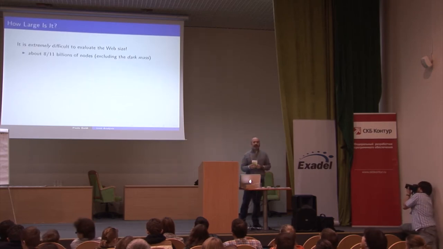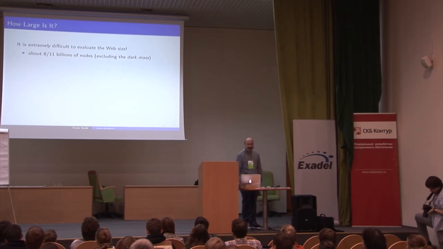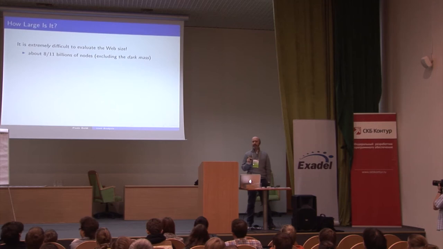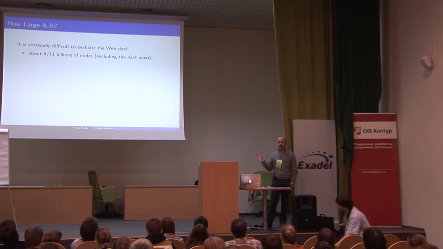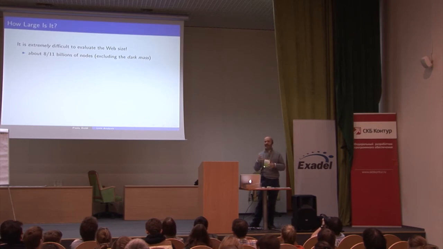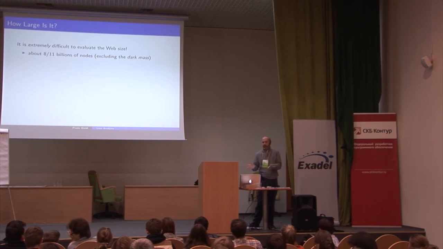Now, it's quite difficult to say how big it is, but the most recent estimates say that it contains between 8 and 11 billion nodes. This excludes the dark mass. You know what the dark mass is? In the web, the dark mass is the part of the web that is not indexed by search engines. There is a big part of the web that is not indexed either because it's private, so it's accessible only via credentials, or because it's accessible only by filling up a form. There are many web pages that are accessible only after you fill in a form. And of course, search engines cannot fill in forms.